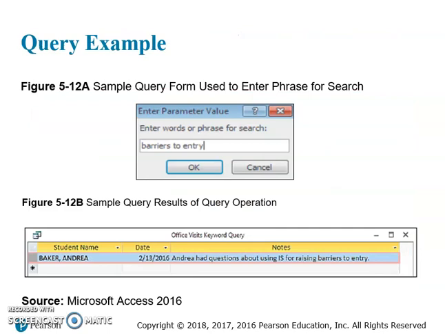Database software also gives really powerful search functions. Let's say I remember I had a conversation with a student who was talking about barriers to entry, but I really don't remember what the whole conversation was. I could pull up my search function, search the word or phrase that I know, hit search, and it'll pop it out at the bottom. Hey, Andrea, on the 13th, she had a question about using IS for raising barriers to entry. If we didn't have a DBMS with a search function, I would have to manually go through all of our records to find this conversation.